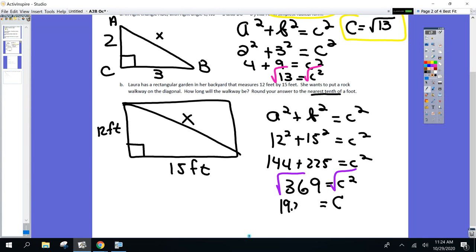19.2. Got it. 19.2 feet. All good, guys? Okay. Those two I consider basically ones you probably did in your geometry days a couple years ago. Now we have to do a Pythagorean Theorem one where it's at our level now in this class. Bring it up a couple notches.